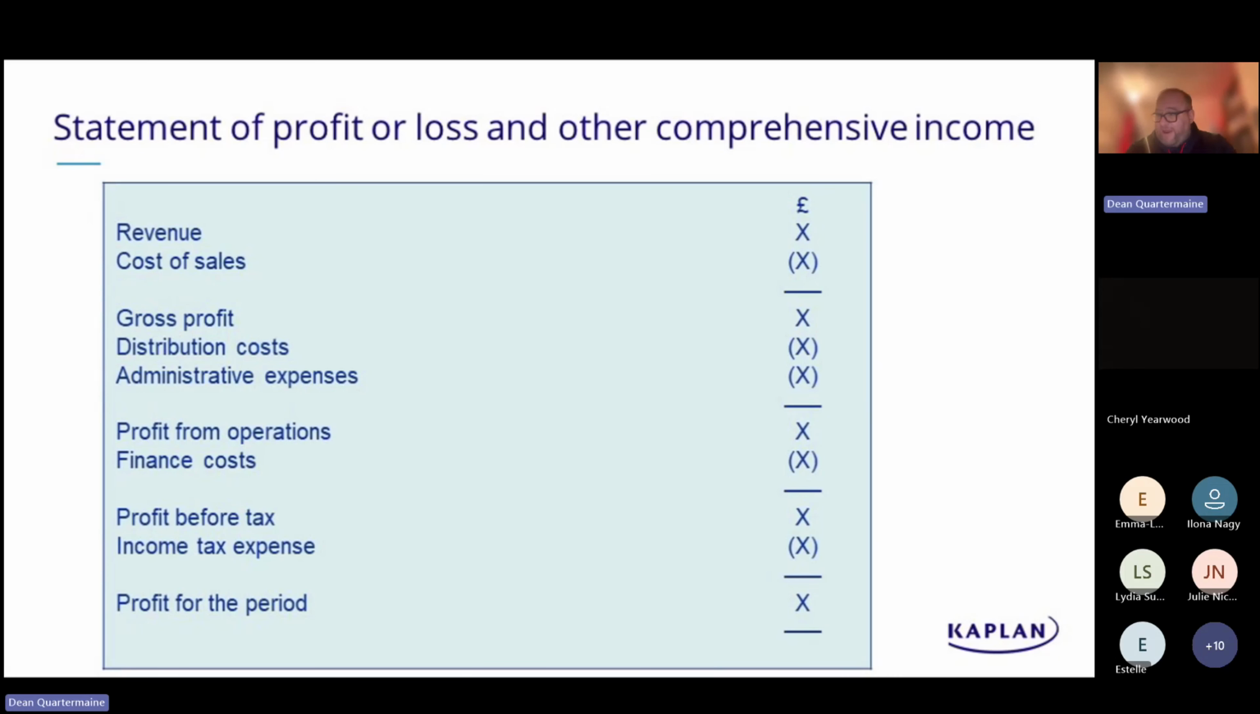We then take off finance cost, which is the cost of any lending that we've been involved in, to get profit before tax, which is quite an important thing. That's how much profit we've made in the business before the payment of any taxation. Then we've got the income tax expense, which is more commonly known in the limited company world as corporation tax. And then the bottom line would be profit for the period, and that's what would go into retained earnings.